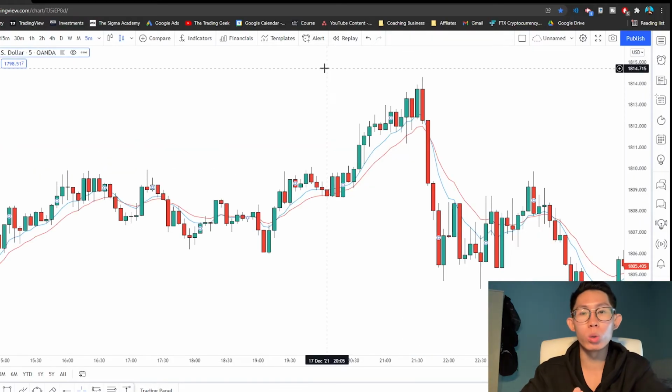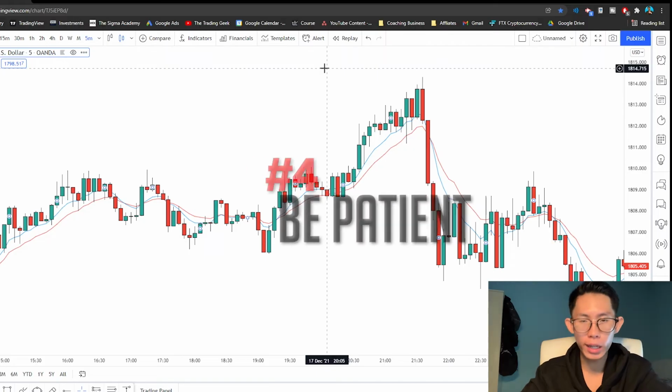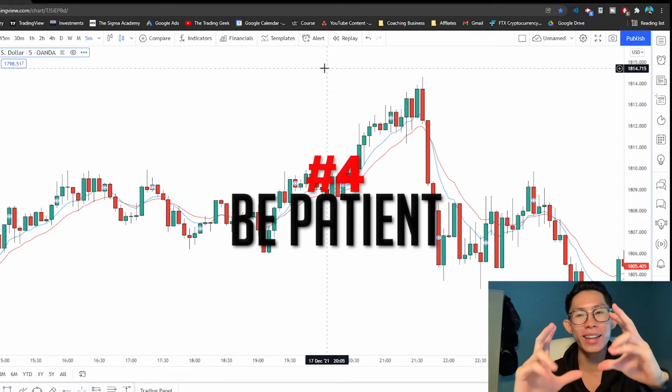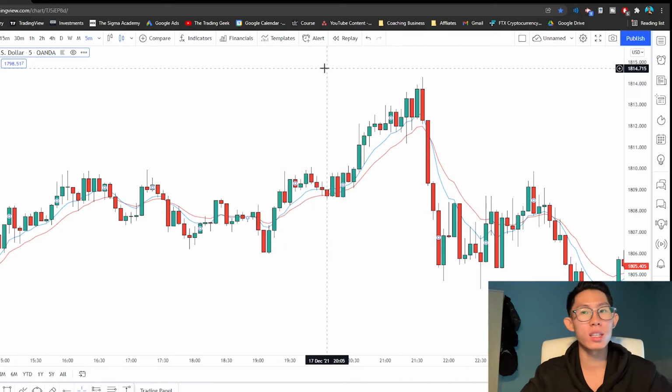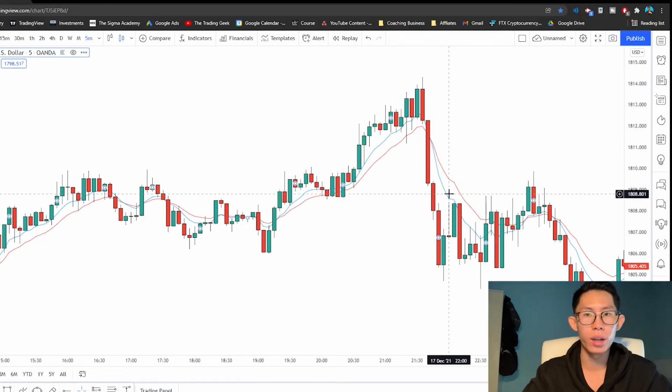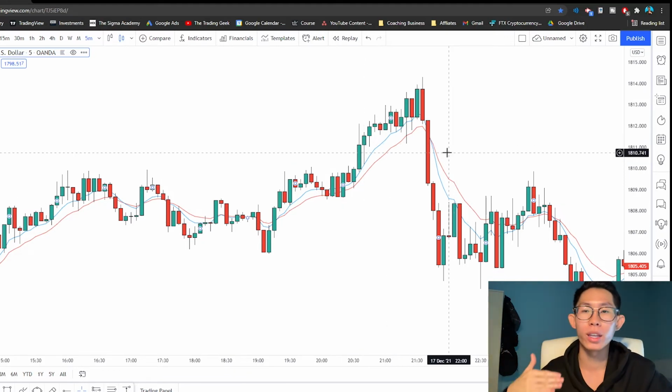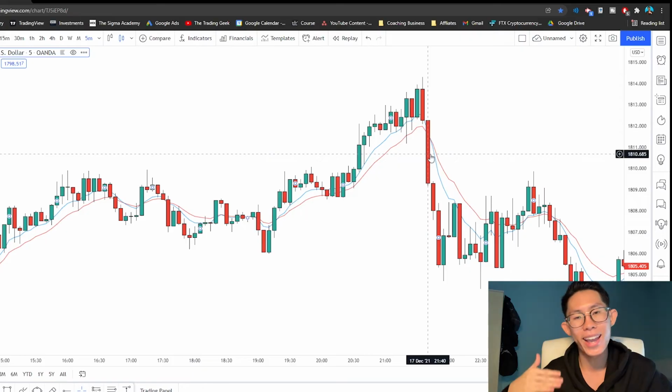This strategy might look very simple, but what matters about this strategy is your patience. You guys need to be patient enough to wait for the big candlesticks to form, because big candlesticks like this do not form every day, and you have to be okay with that. You have to wait for the market to present opportunity, then you enter.